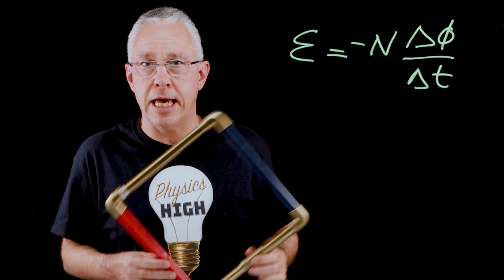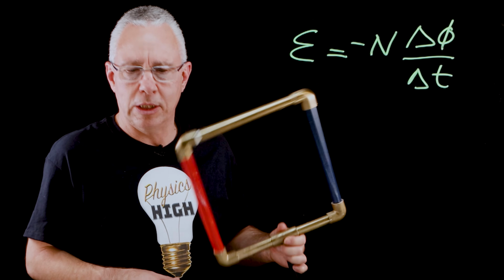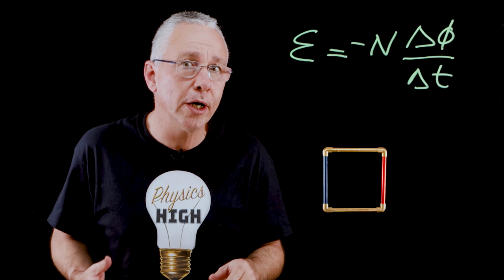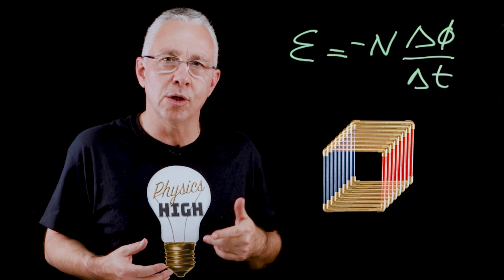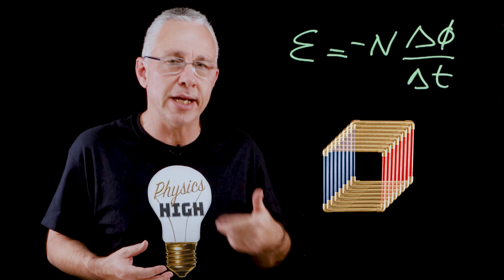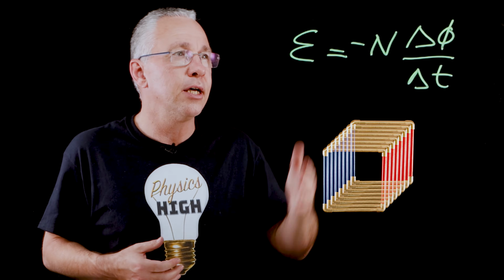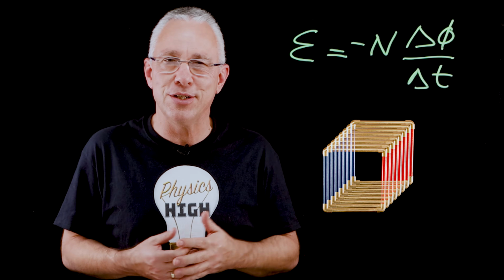Finally, what about the N? Well, I have only one loop here. If I have a coil instead, multiple loops, then each turn of that coil will increase the strength of the EMF that is generated. So the N stands for the number of turns within your coil. So that is a summary of Faraday's law.